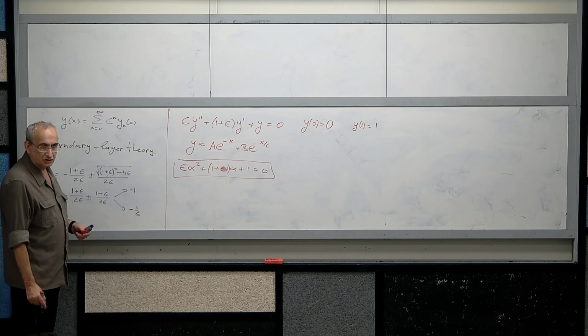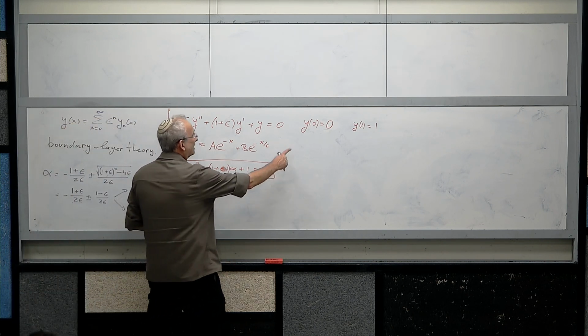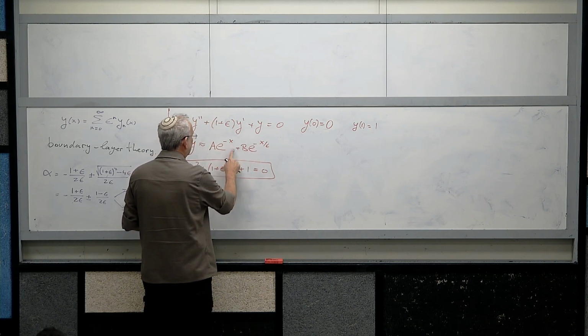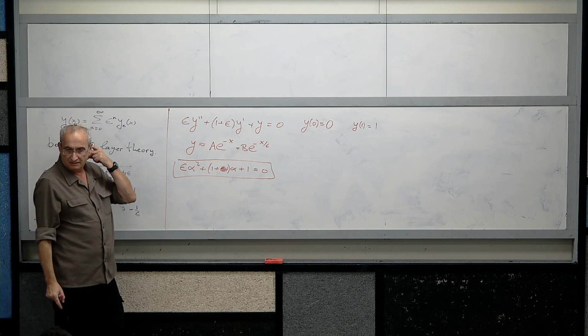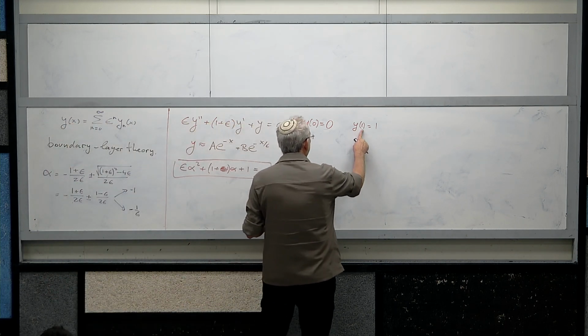The boundary conditions. What are the boundary conditions? First of all, I want y of 0 to be 0. This implies that when I put x equals 0, I'm getting a plus b, and it must be 0. So b must be minus a. Right? And then I have to make sure that y at 1 is 1.